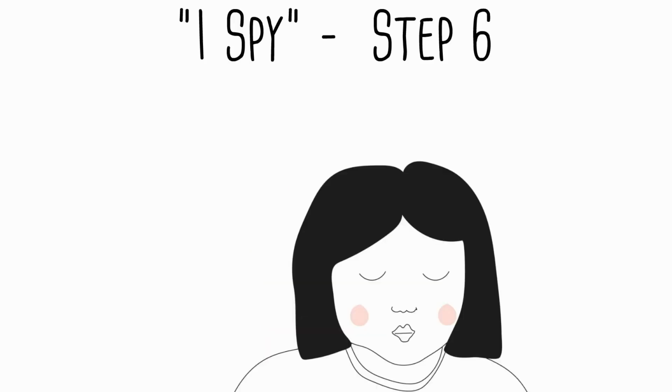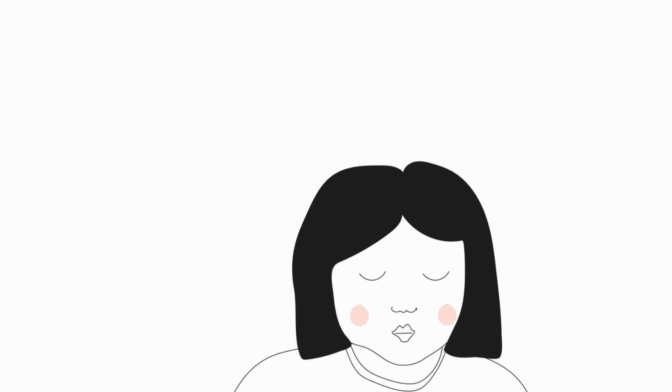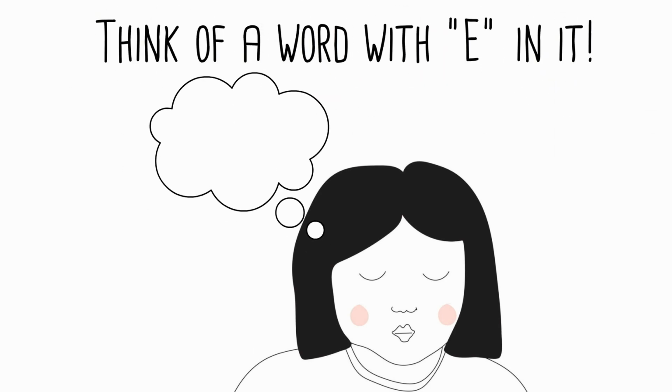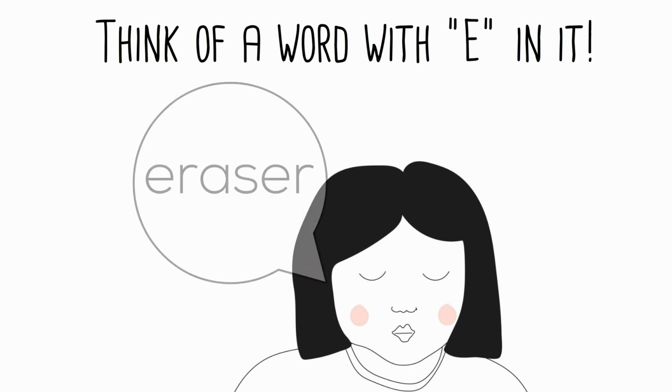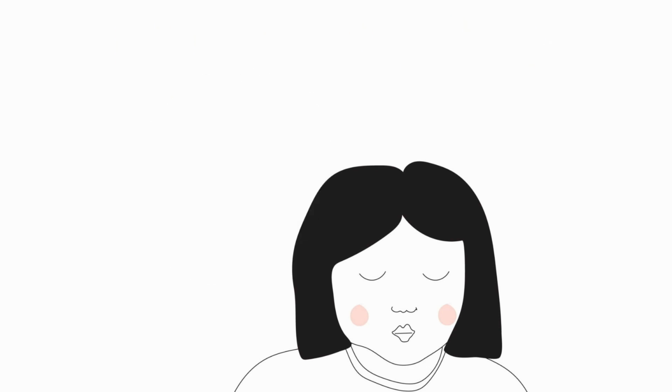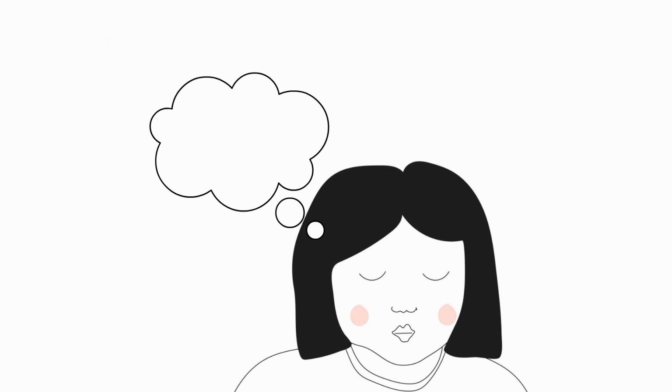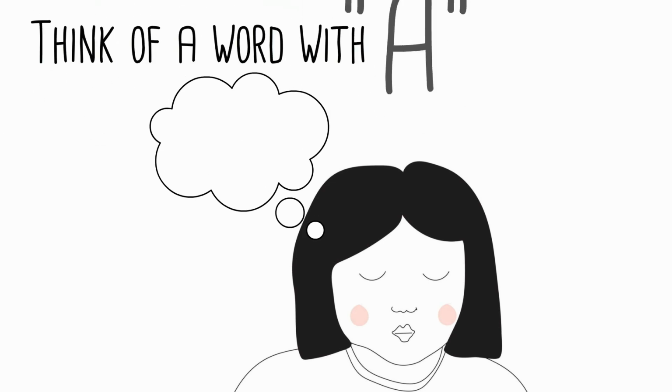Ask your child to think of any word with the chosen sound in it without the prompt of seeing a particular object. Can you think of a word with the sound E in it? Repeat the question with 2 different sounds for more capable children. Can you think of a word with the sound A and T in it?